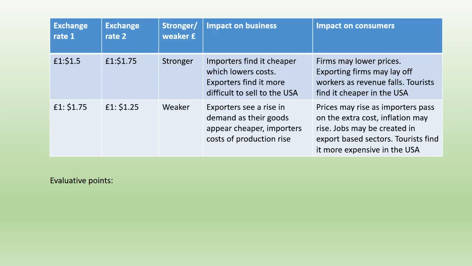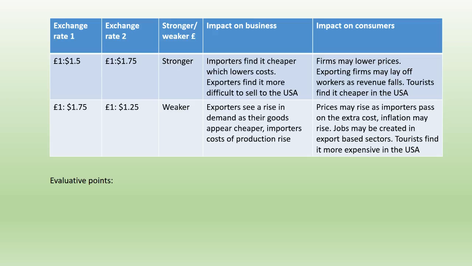If the pound weakens, for example like it has done at the moment against the dollar and the euro, exporting firms should see a rise in demand for their goods because they appear cheaper to foreign buyers. Importing businesses find that things are costing more because the pound will buy fewer units of the foreign currency. So cost of production might rise.